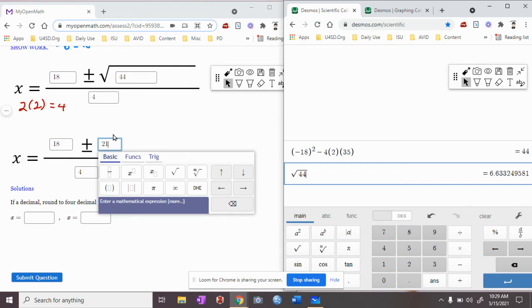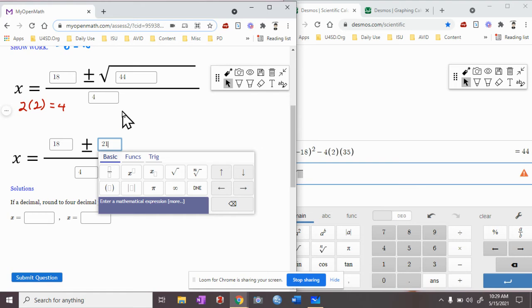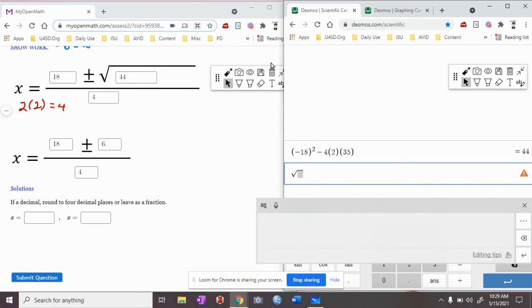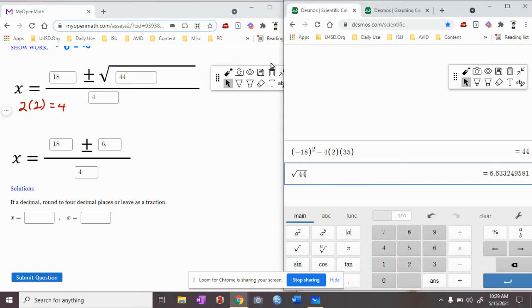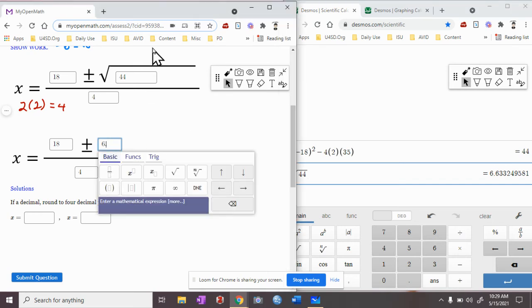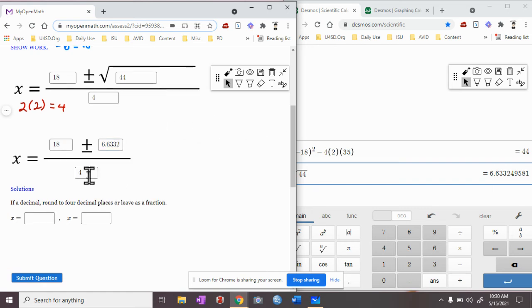Okay. Come on. I click in there. Okay, there we go. Gotta put that back. Oh my goodness. 44. Okay. 6.6332. There we go. I can type. And then that 4 is still there.